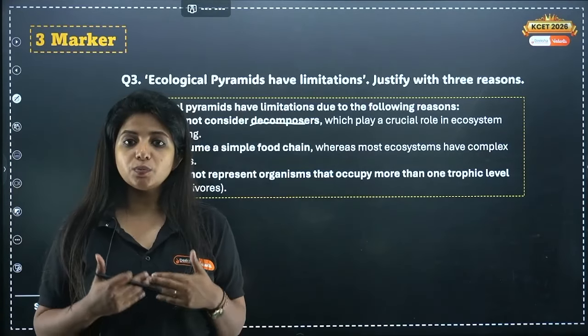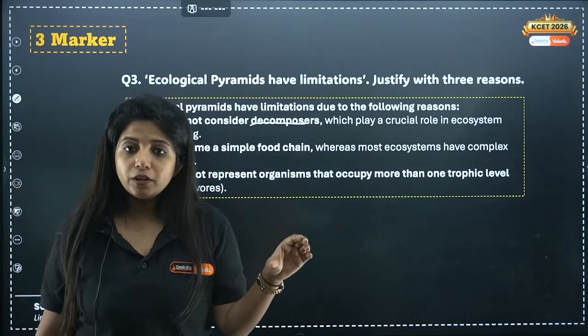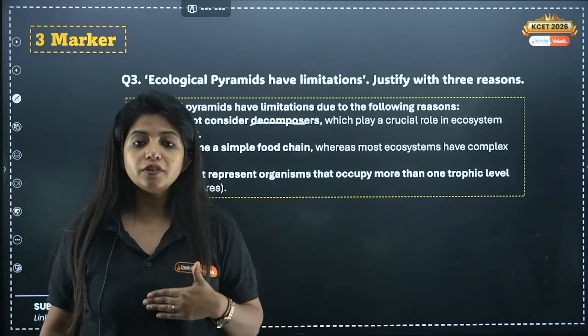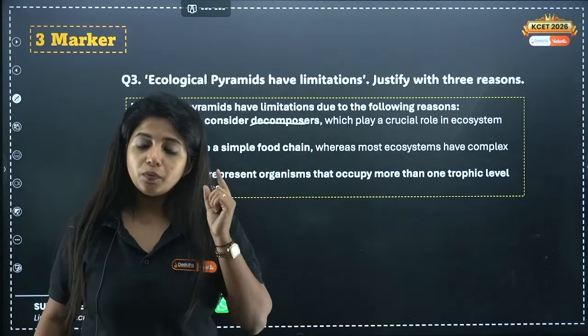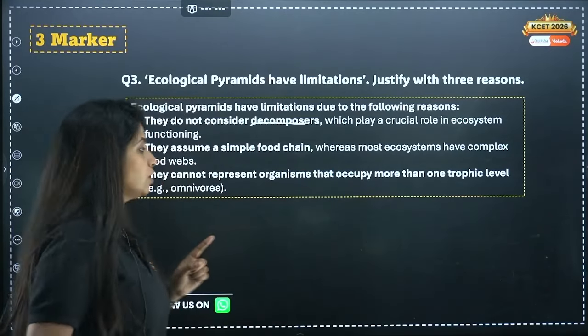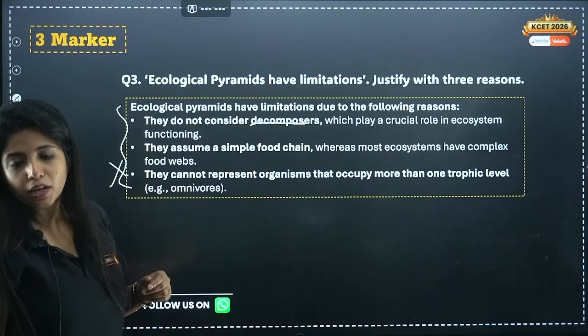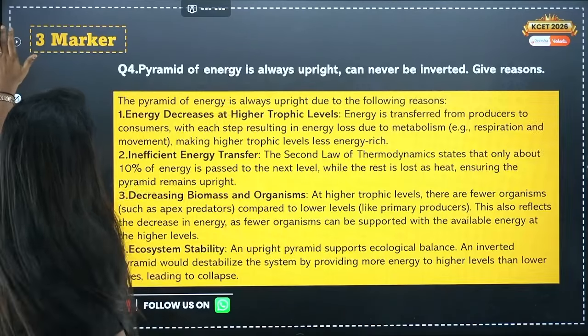For example, human beings, we can eat plants. That means we are primary consumers. Or we can eat animals. That means we are secondary consumers. But are we referred in both the trophic levels? No. At one time, only one trophic level is being considered. So that is also wrong. So these are the limitations that we have with ecological pyramids.